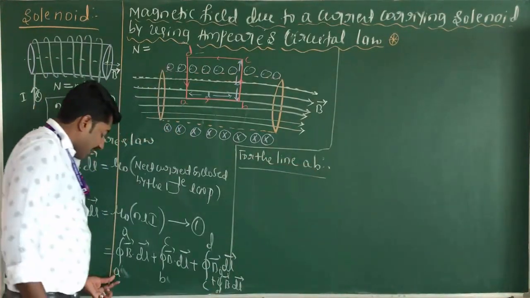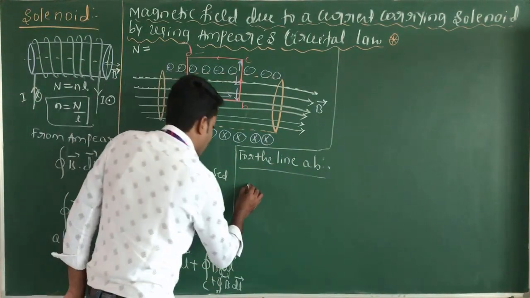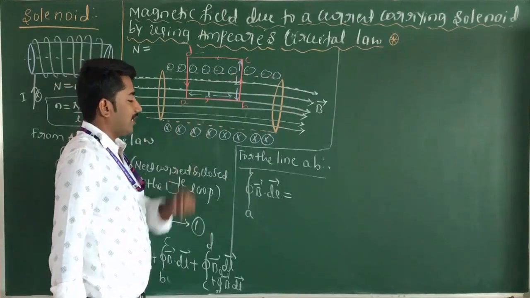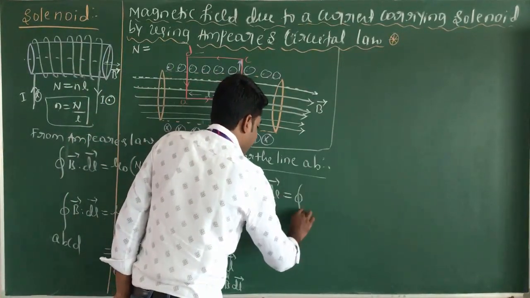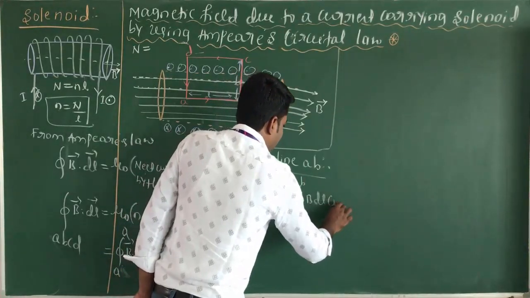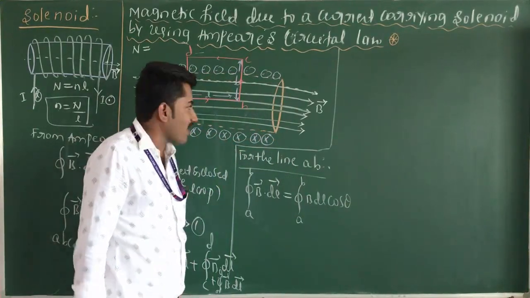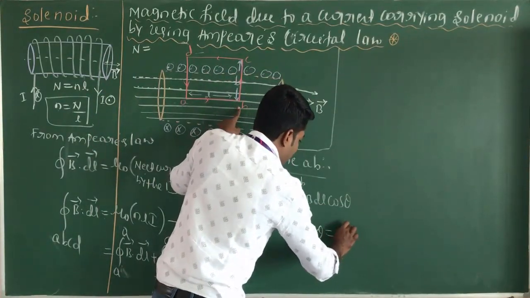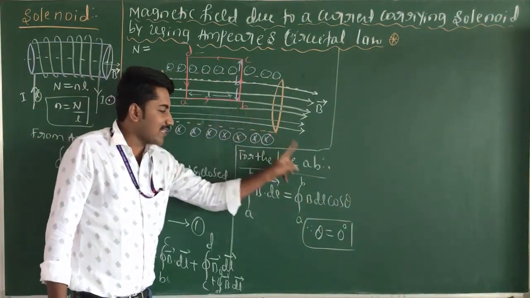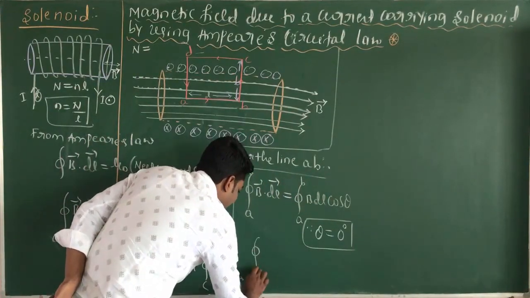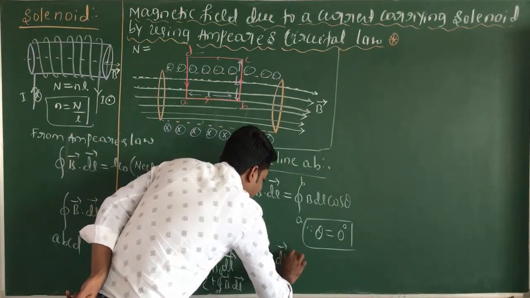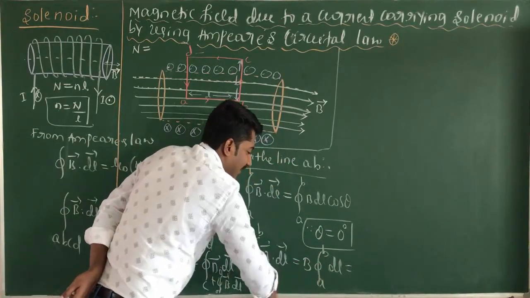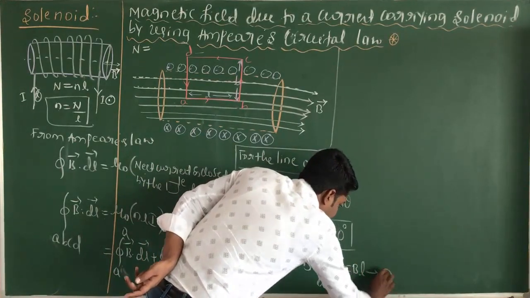First, for the line AB magnetic field, the line integral of AB of vector B dot dl is equal to the line integral from A to B of vector B dot dl. According to Ampere's circuital law, you write this equation as the line integral of AB of B dl cos theta. It is in the form of A dot B equals AB cos theta. For this line A to B, the theta value is 0 degree, so cos 0 degree value is 1. Then you get the line integral of A to B of vector B dot dl. Here B is a constant, so the line integral of A to B of B into dl, when you integrate this dl, you get the equation B into L, equation number 2.